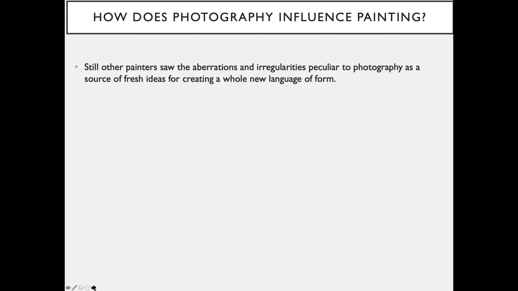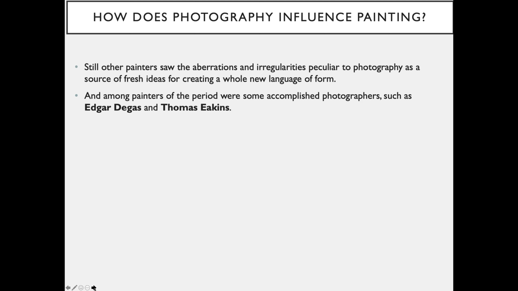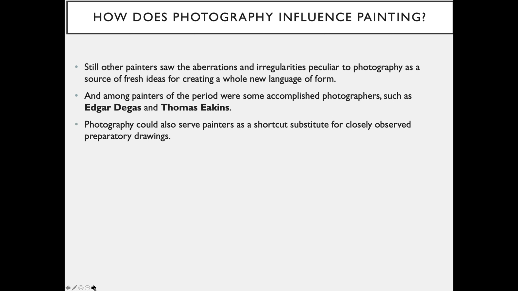And we're going to see motion, right? If someone moves during a photograph, you'll get motion blur. We're going to see painters start to use that. Look at the work of Degas for that. Among the painters of the period were some accomplished photographers, so Edgar Degas and Thomas Eakins.